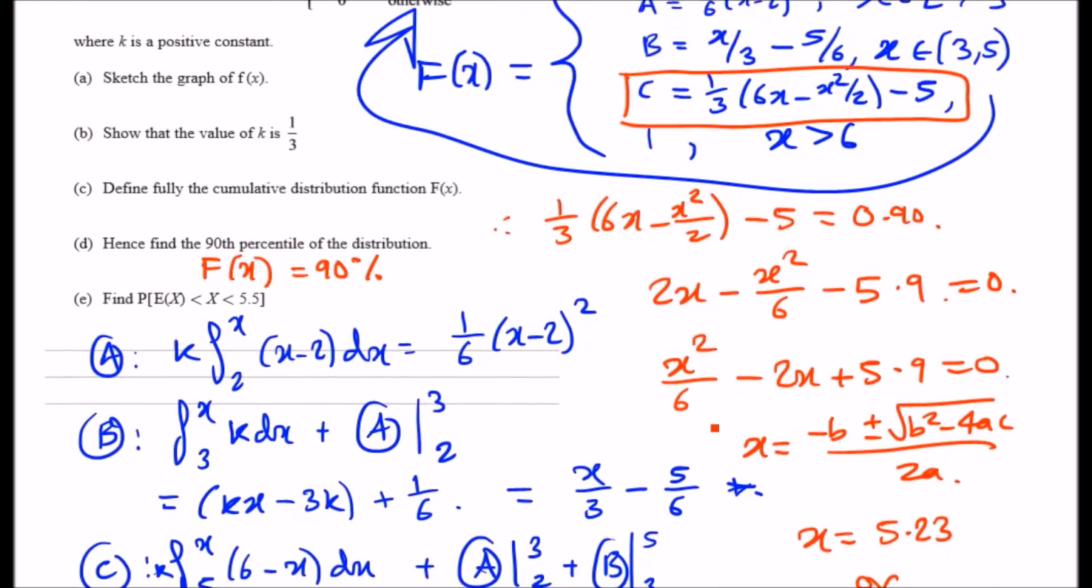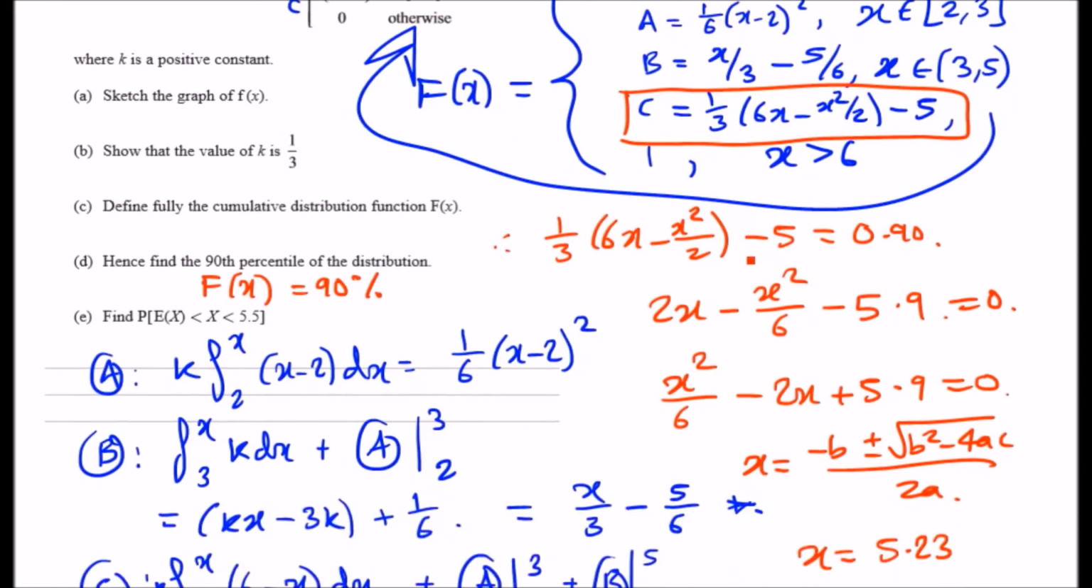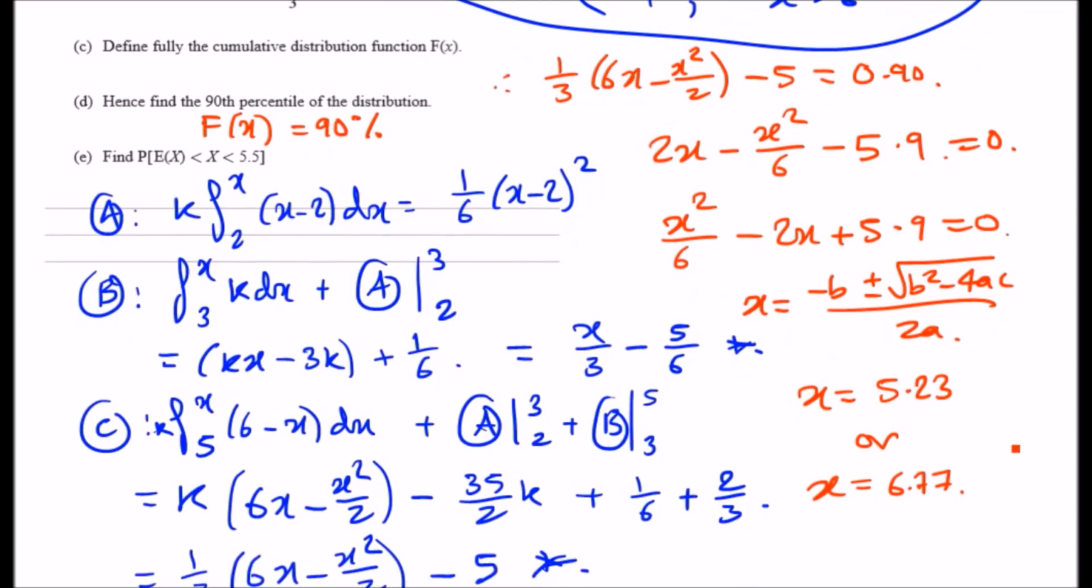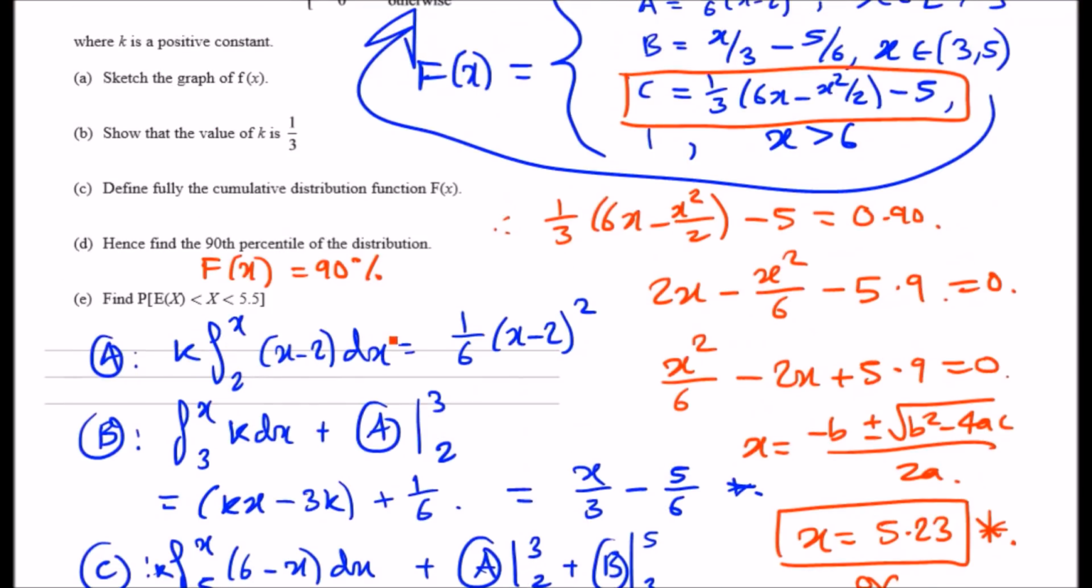Well, let's go ahead and look at our distribution. We know that x is between 5 to 6. Otherwise, it should be 0. So technically, this second answer does not belong, because if you get over 6, then the answer should be 0, but that's not true. So the only respectable value is this. And that's it.